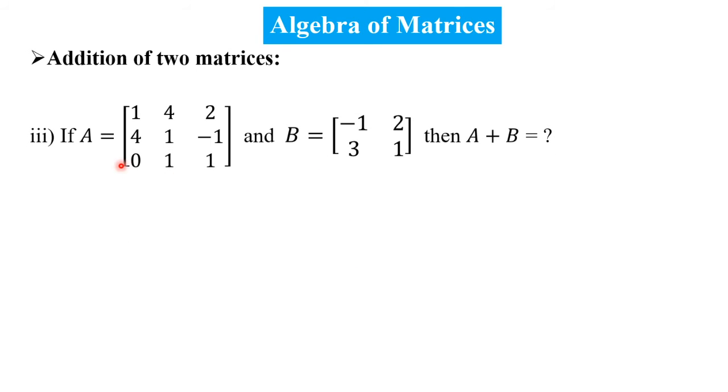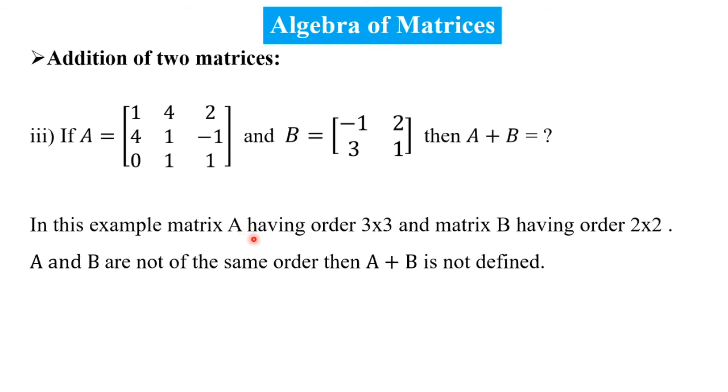Let us see another example. A is a matrix of order 3, that is 1 4 2, 4 1 minus 1, and 0 1 1, and B is a matrix of order 2, minus 1 2 3 1, then we have to find A plus B. Okay students, here matrix A has order 3 and matrix B has order 2. Are these orders the same? No, these orders are not the same. So addition is not defined.